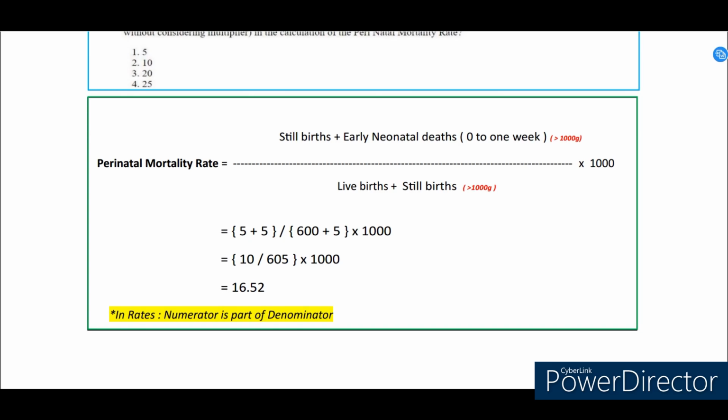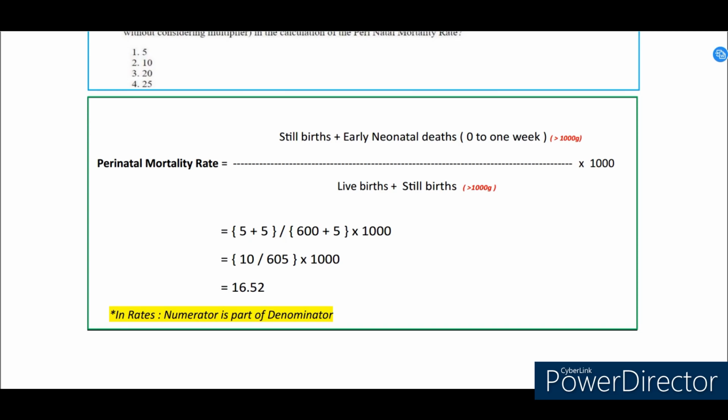So it was given as around 5 fetal deaths weighing over 1000 grams at delivery. So stillbirths will be 5 plus early neonatal deaths, that is less than 7 days. We already know this, it is around 5 because 5 newborns died within the first 7 days of birth.